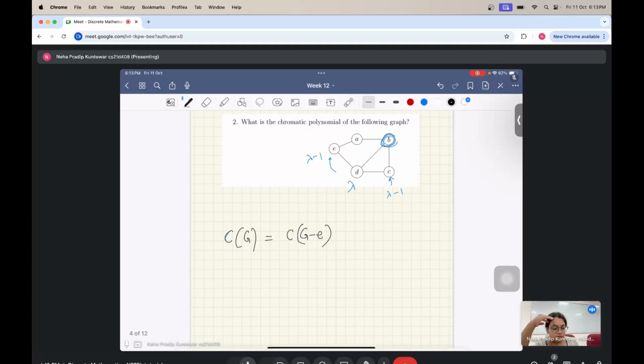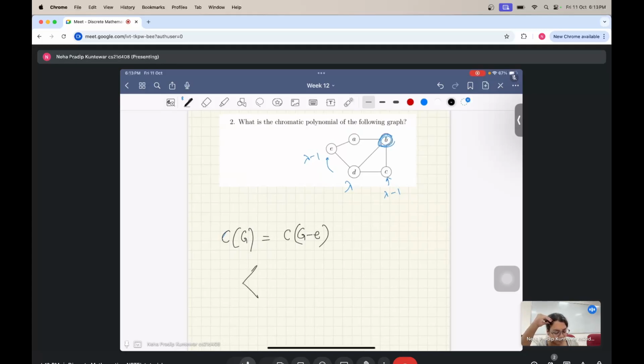So what I mean by that is, if I give you a graph like this, and this is an edge E, then by deletion I just mean that this particular edge is deleted and everything else remains the same. So that's what we mean by G minus E. And then what you do is you separately contract the edge of the graph and try to find the chromatic number for the same.